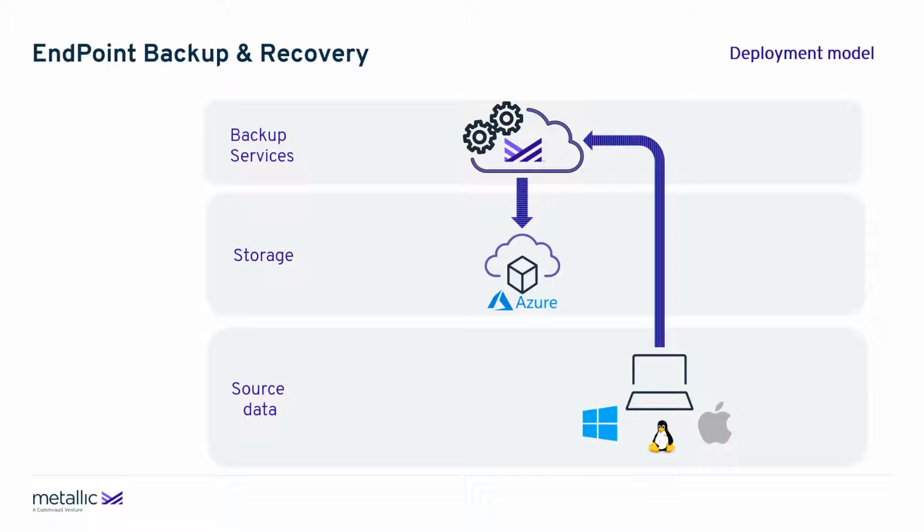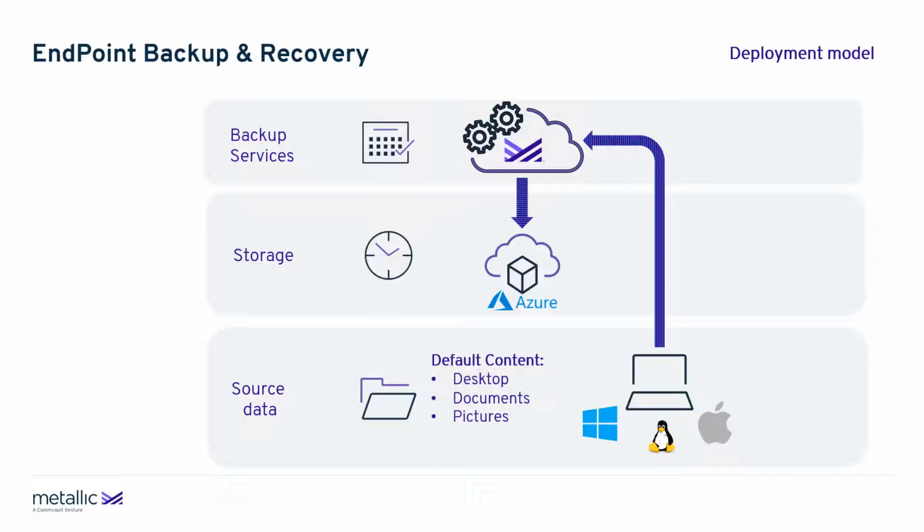Endpoints are automatically assigned ready-made plans, which define the backup frequency, backup retention, which content to back up, and the destination storage targets. The ready-made plans utilize Metallic best practices. For example, desktop, documents, office, and pictures folders are all added as backup content to the plan by default. Administrators can also manage the content to be backed up by including or excluding content locations.